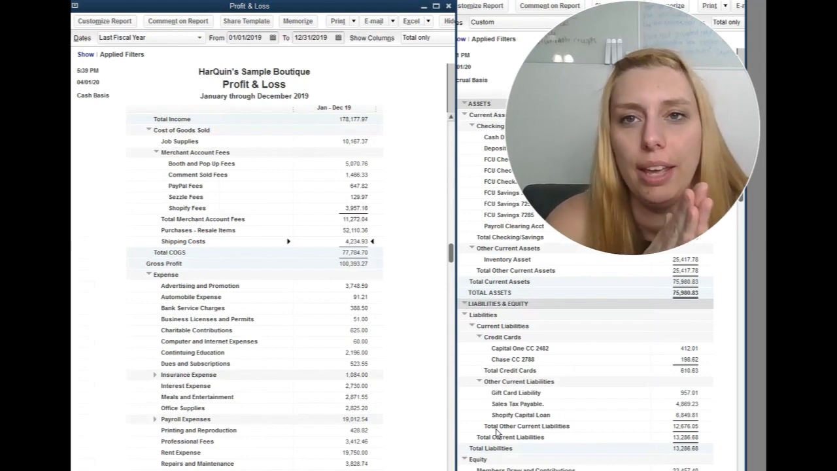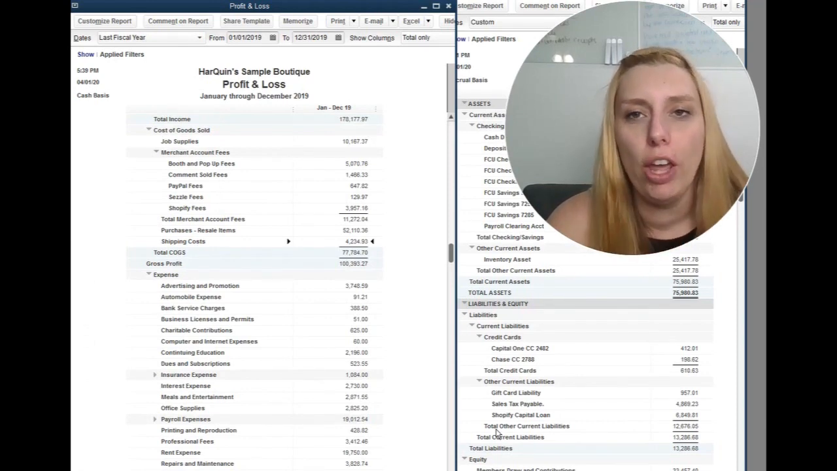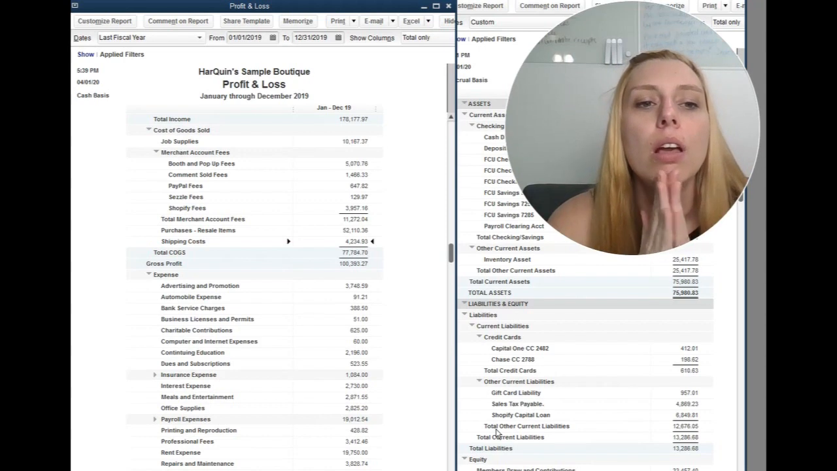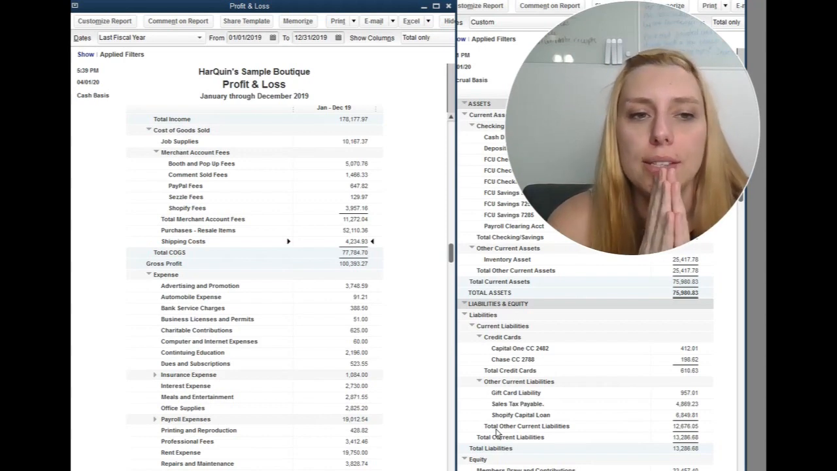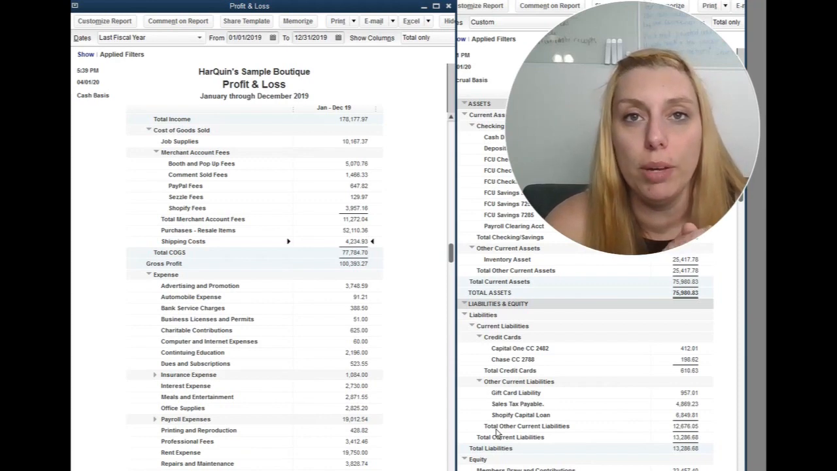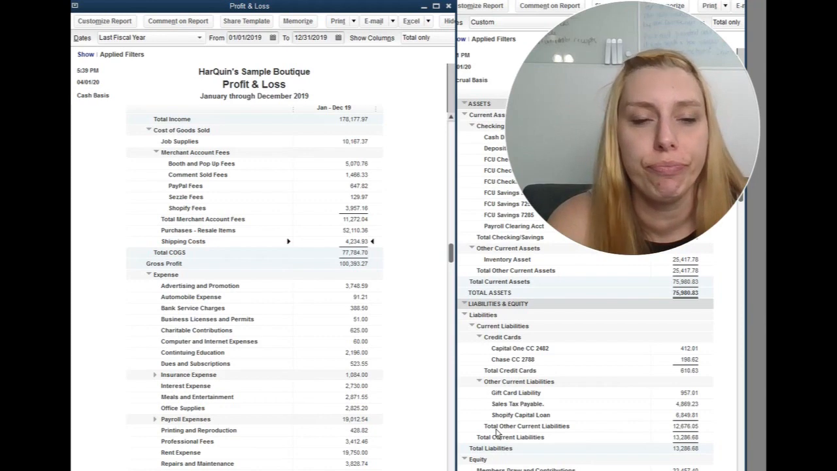Okay, so the next thing we're going to hit for the next 5 or so minutes is purchases for resale. Now, I have a whole video that I did about this for the Boutique Hub, but I'm going to reiterate it here because it's so important. Purchases for resale is stuff that you buy to resell. We believe at HarQuin Bookkeeping that it's very important to put every purchase here into this account.